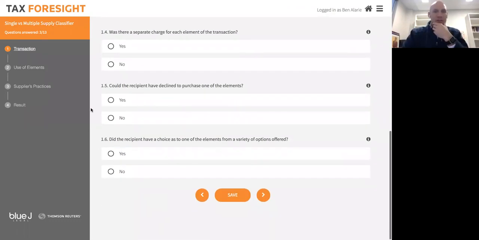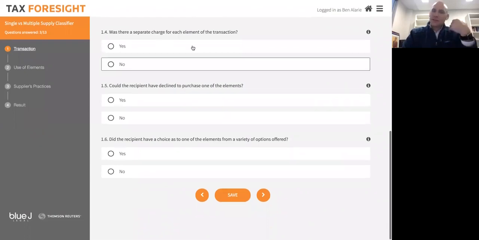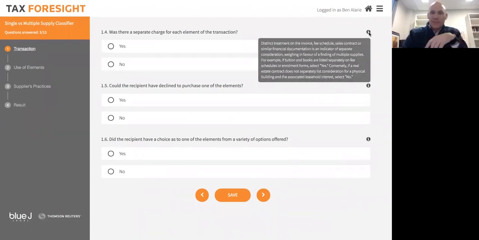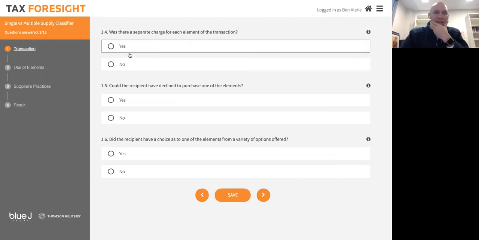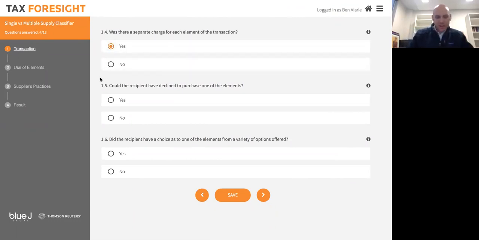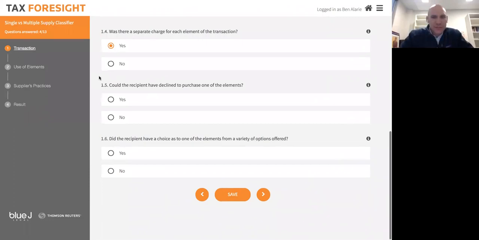Was there a separate charge for each element of the transaction? No, it was itemized out, but let's see. Distinct treatment on the invoice, fee schedule, sales contract, or similar financial documentation is an indicator of separate consideration, weighing in favor of a finding of multiple supplies. Okay, so I'm going to say that there was a separate charge for each element of the transaction. I think that's the right answer, because I recall there was a 35% fee allocated to the orthodontic appliance. So yes, there was a separate charge for each element of the transaction.